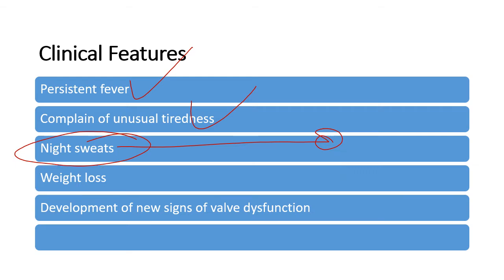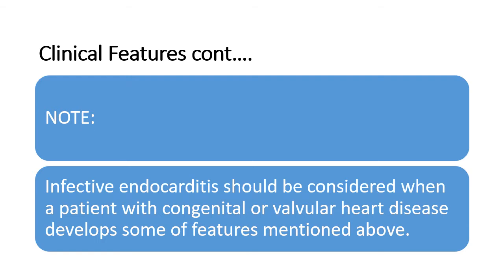And also there will be evidence of new signs of valvular dysfunction on echocardiogram. Remember, we said we make a diagnosis by having evidence of microorganisms in the blood, as well as evidence of structural damage on echocardiogram. Infective endocarditis should be considered, we say, in a patient with congenital or valvular heart disease who develops the features mentioned above. What features? These are tiredness, night sweats, weight loss, and fever.